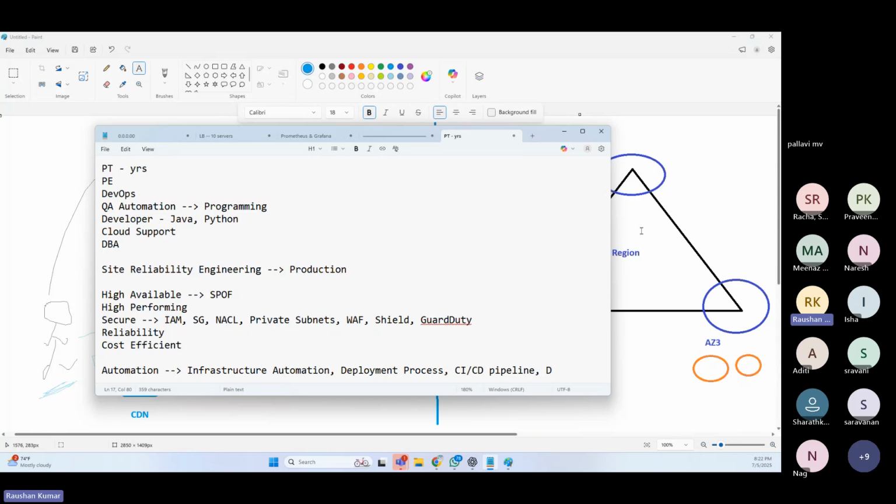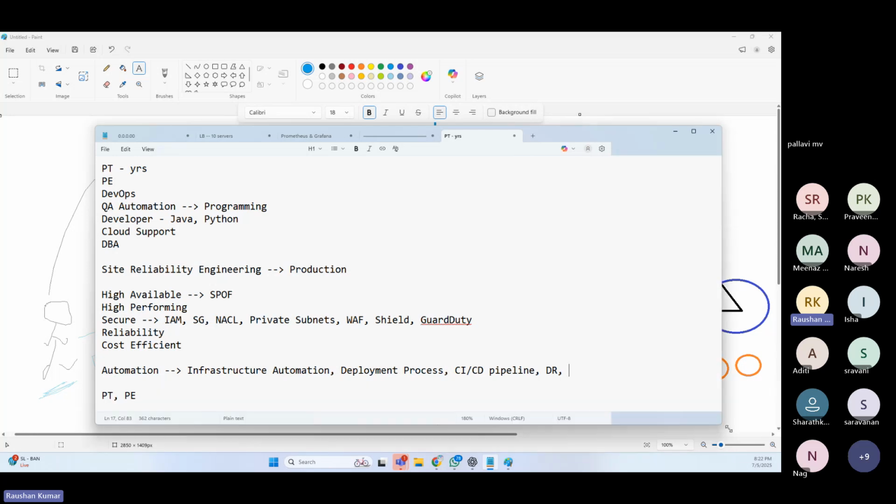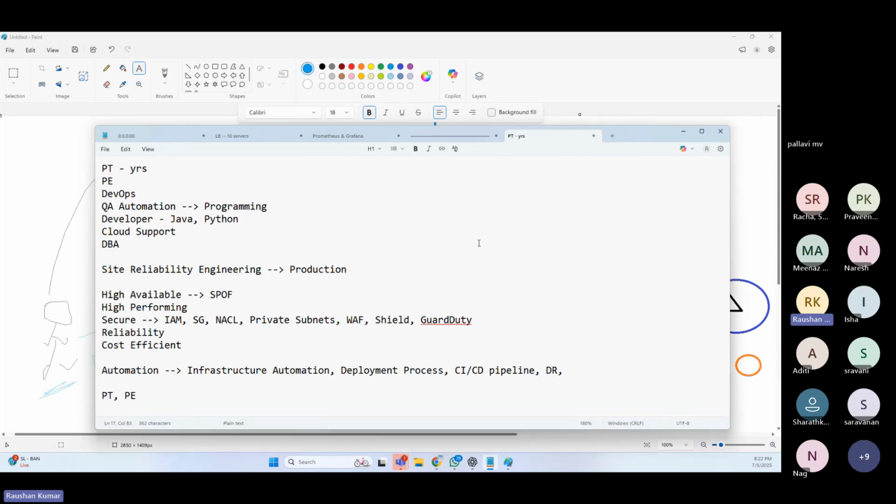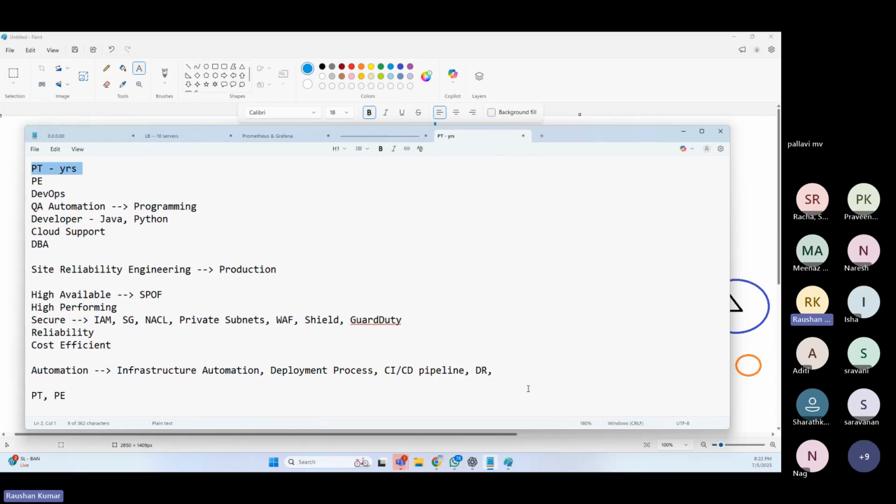DR, I'll use the word. We have to do chaos testing in production. We have to purposefully bring some application down. You may not have tested this as a performance tester, but we have to do chaos testing. We need to bring chaos to the system.